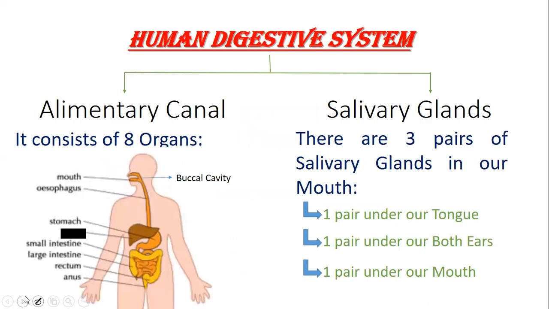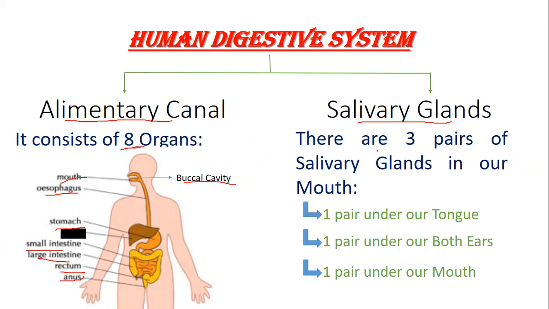Now, the human digestive system is broadly classified into two groups. First is the alimentary canal, and the second is the salivary glands. The alimentary canal consists of 8 organs. First is the mouth, then the buccal cavity, the esophagus, the stomach, the small intestine, the large intestine. Then the food goes into the rectum and ends in the anus, which is termed as egestion.